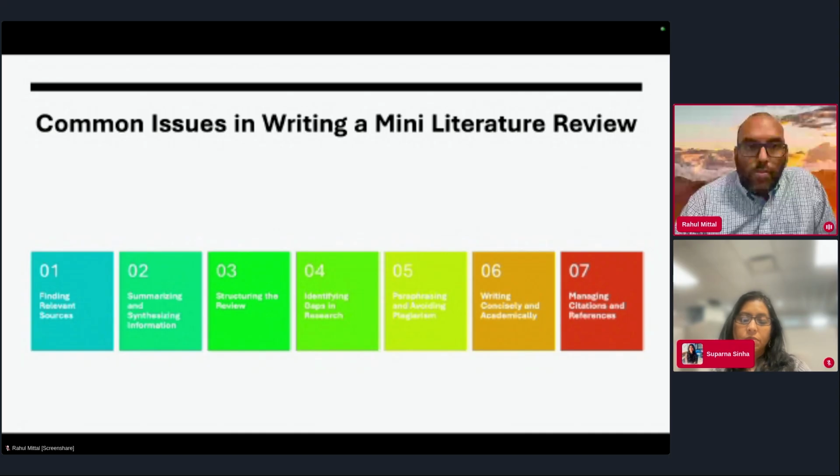They were also finding it difficult to identify gaps in research, so they were overlooking gaps or failing to critically evaluate what is missing in the literature. There was a lot of paraphrasing and risk of plagiarism as well. Sometimes some of the students were using overly complex language or informal writing styles. And there were also errors in formatting citations.